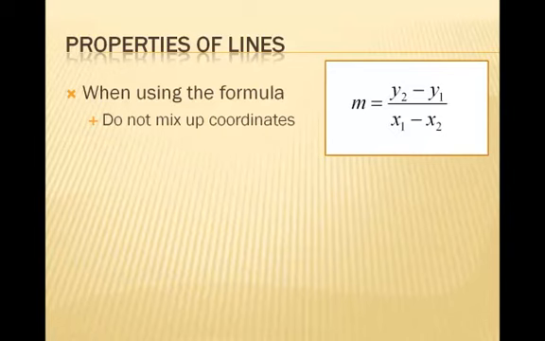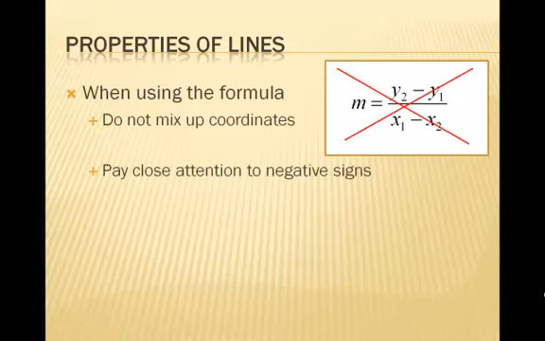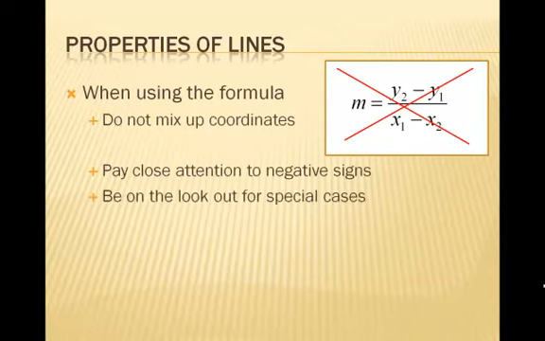Be very, very careful when you are using this formula for the slope of a line. Do not mix up the coordinates. In other words, you want to subtract y1 from y2 and subtract x1 from x2. Keep them in that order. Also, pay very close attention to, say, the negative signs that may come up in that subtraction process. And lastly, be on the watch out for some special cases. Near the end of this video, we'll highlight some special lines that may not even need the slope formula.